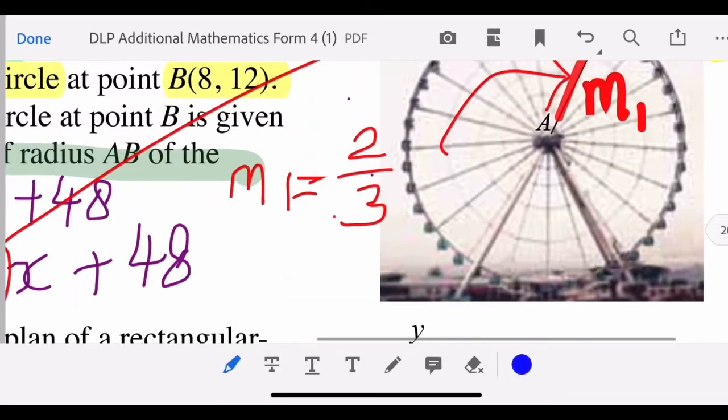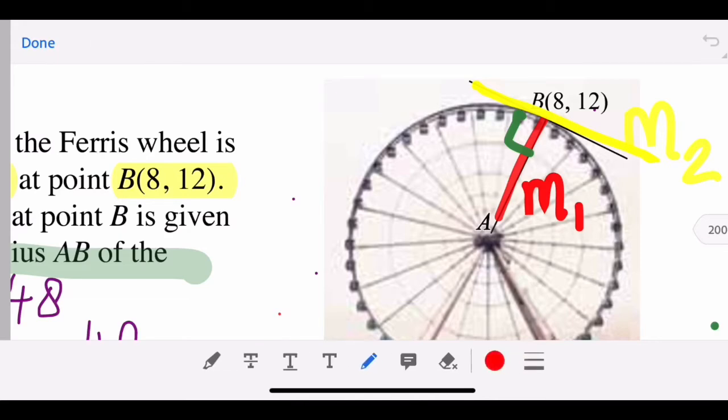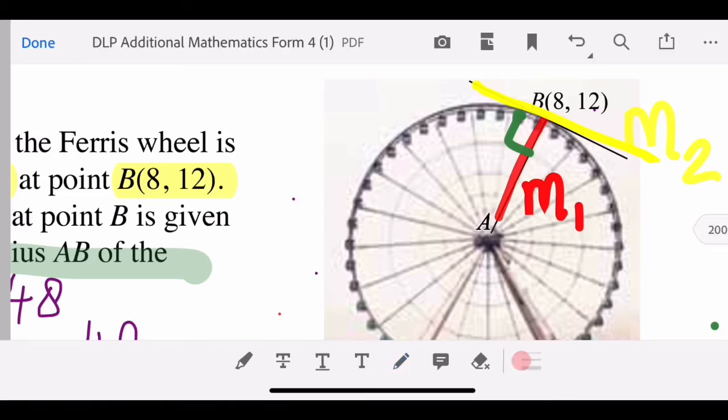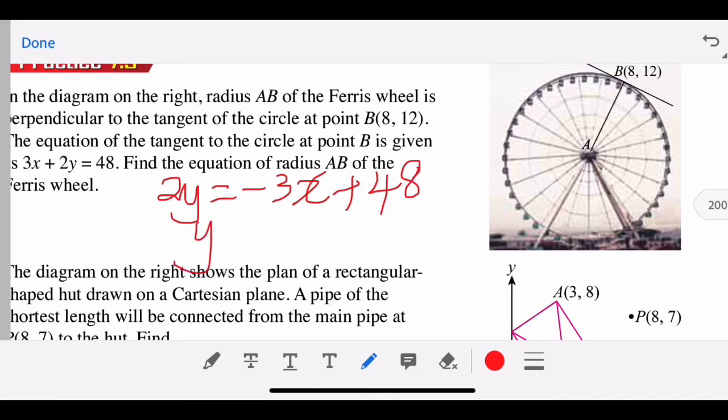Now in order to form the equation, you need to make sure, okay, you have the gradient and the point. After you got the gradient and the point, you can substitute into the equation y equal to mx plus c, right? Then you will get the new c, and hence you will write the new equation.